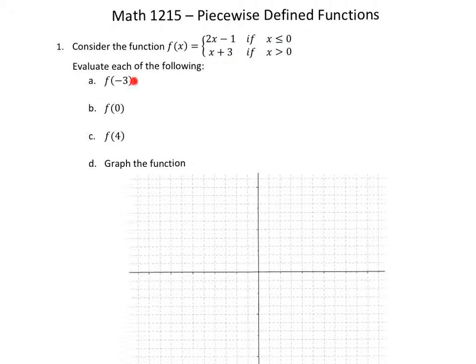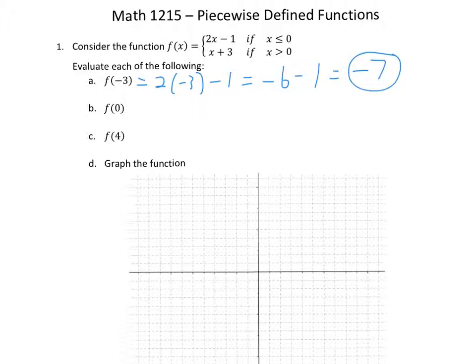So, in this first case, for f of negative 3, the x is the number inside parentheses, and that's negative 3. And since negative 3 is less than or equal to 0, we'll use this top equation, and we'll take 2 times negative 3 minus 1. So this will be 2 times negative 3 minus 1, which is negative 6, minus 1, which is negative 7.